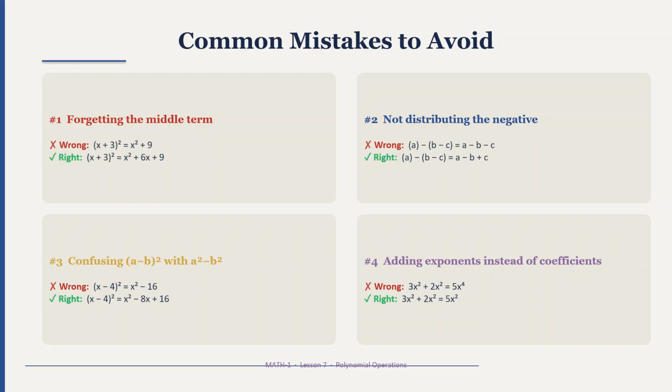Mistake 4. Forgetting to write the answer in standard form. After combining like terms, always rearrange in descending order of degree. Standard form is how we identify the degree and the leading coefficient. Keep these traps in mind as you work through the quiz.